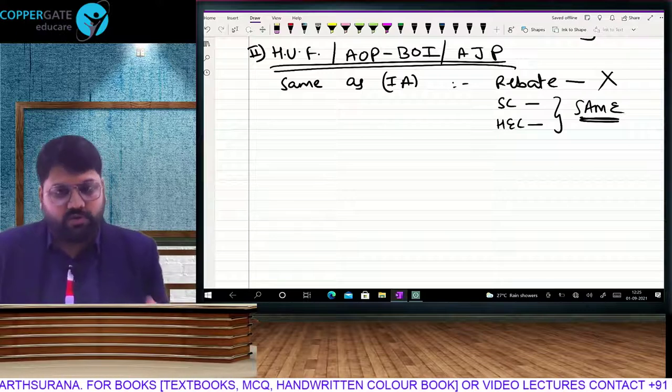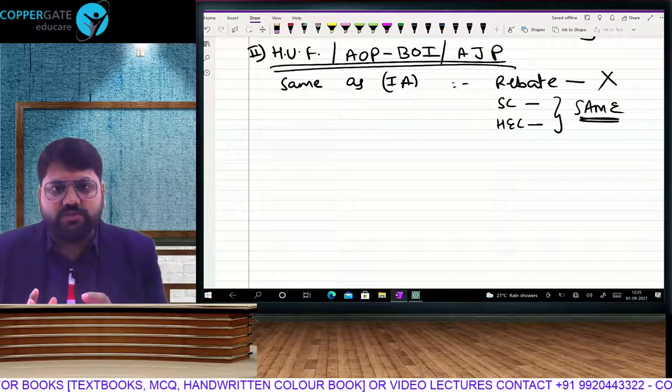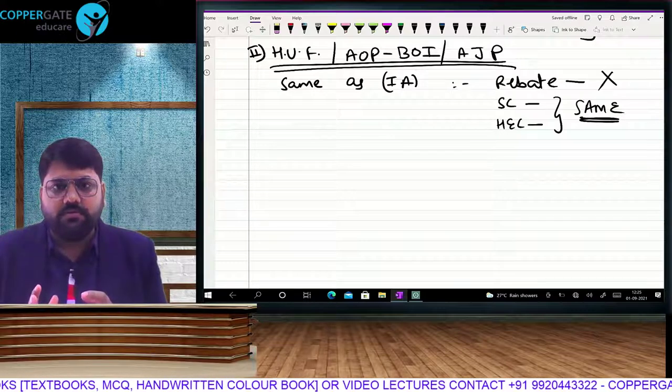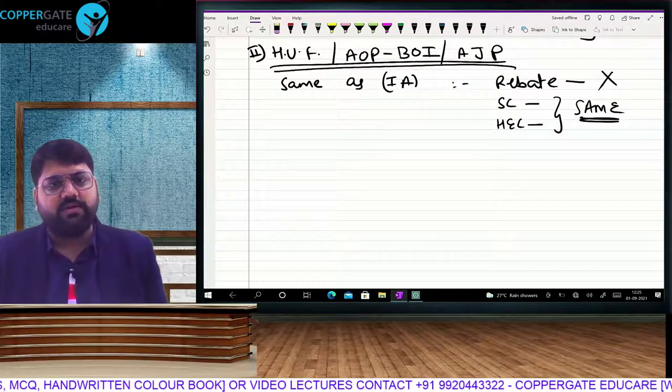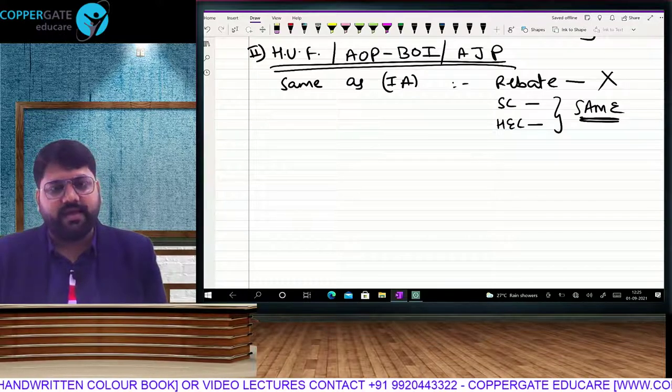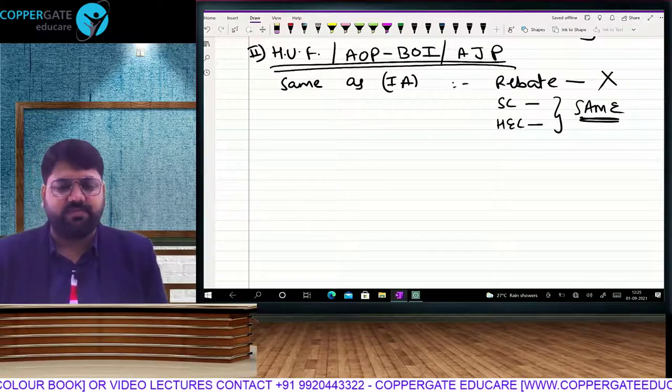In GST also, supposing my turnover has crossed 20 lakhs and thus I am a case of GST. So what will I do? I will take the turnover in HUF and divide the turnover. I can take benefit over there also. And thus people open HUF only for evasion purposes.